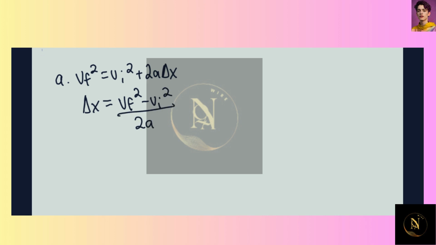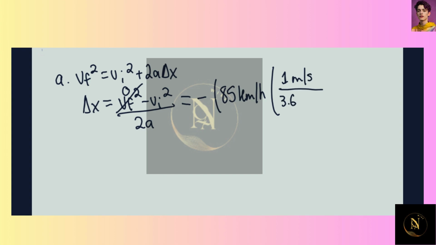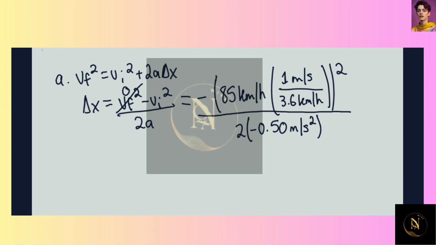We know that the car is coming to a stop, so the final velocity can be considered 0. And so we can say that this is going to be equal to negative 85 kilometers per hour. We're going to use a conversion, so 1 meter per second for every 3.6 kilometers per hour. And then this quantity would be squared. And then this would be divided by 2 times negative 0.50 meters per second squared. And we find that delta x is going to be equal to approximately 557 meters.